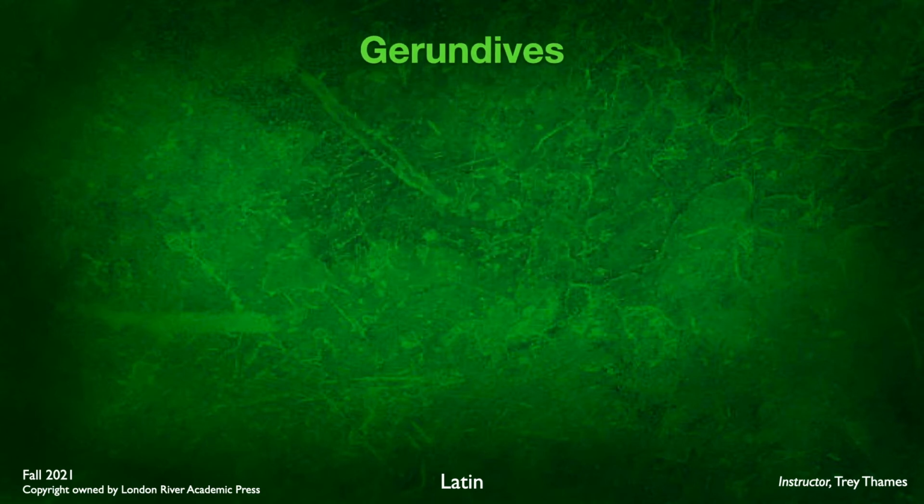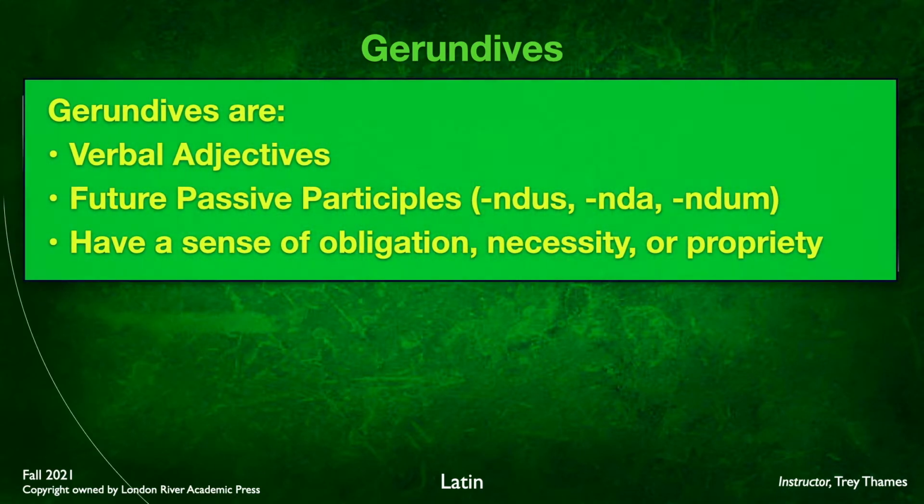If you remember, back in chapter 23, we learned about participles, and participles are, of course, verbal adjectives. And one of those forms, the future passive participle, ended in -nd-, that was the infix -nd- plus the first and second declension endings -us, -a, -um, which were the endings for the future passive participles. So that is the gerundive. That's just another name for the future passive participle. And it had a sense of obligation, necessity, or propriety, a sense of oughtness. So that's what a gerundive is. It's a verbal adjective, specifically the future passive participial form.